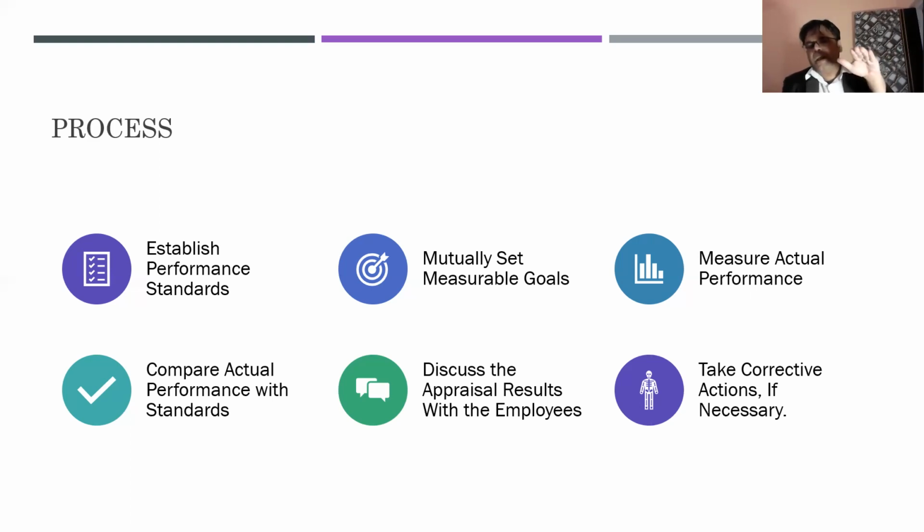So first we will establish the performance standard, then we will mutually set the measurable goals with the employees. Next, measure the actual performance. Next, compare the actual performance with the standard. Next, discuss the appraisal result with the employees. And the last step is to take corrective action if necessary.